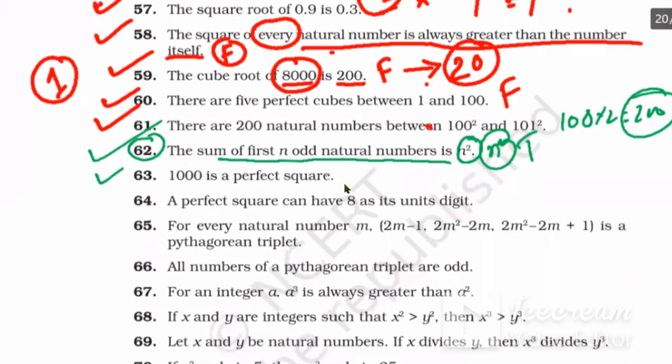Okay. 1000 is a perfect square. True or false? False. No, sir, false. The number of zeros should be even for a perfect square. To be a perfect square, the number of zeros should be an even number, either 2, 4, 6, 8, or 10. So this is false. Next: a perfect square can have 8 as its unit's digit. False.